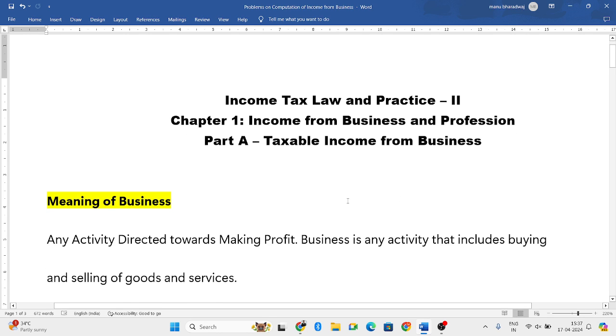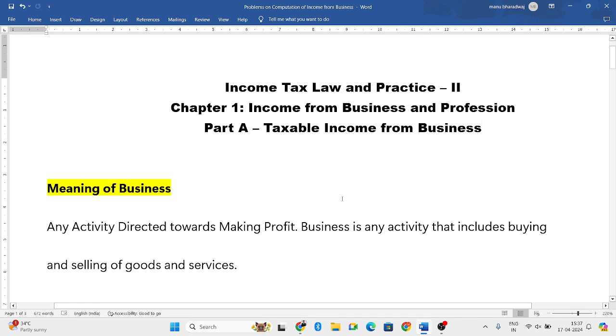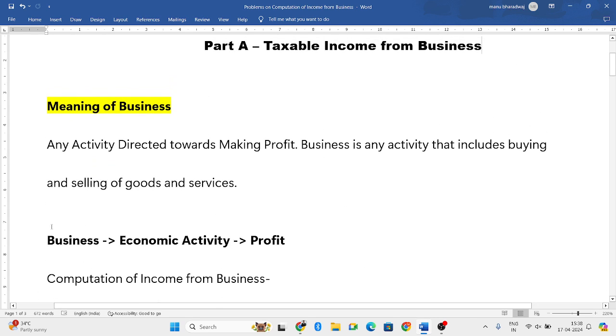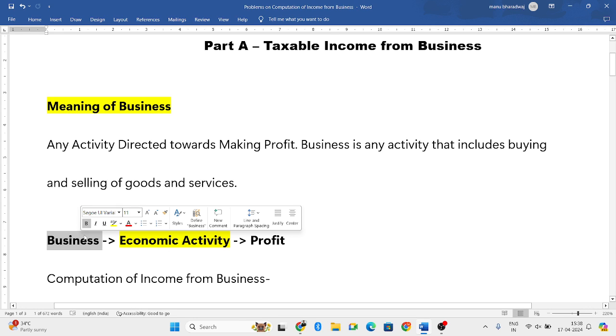First let us understand what is the meaning of business. We all know that business is an economic activity. So what is economic activity? Any activity which is done with the intention of earning profit is called economic activity. Even we also run the business for getting profit.